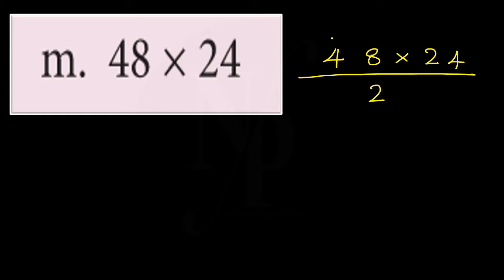Next question is M, 48 into 24. So I write down in the same line now. 48 into 24. 4 8s are 32. So 2 is written in one's place. 3 is carried forward. Then 4 4s are 16. 16 plus 3 is 19.